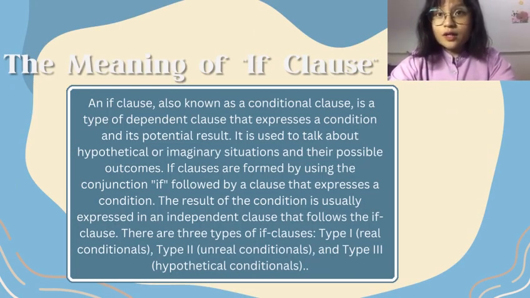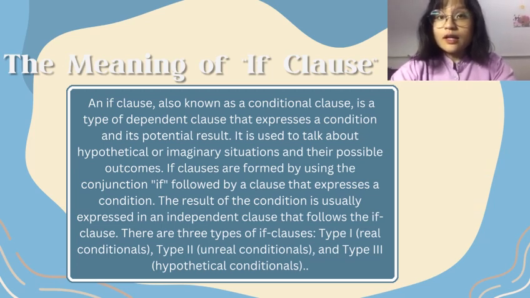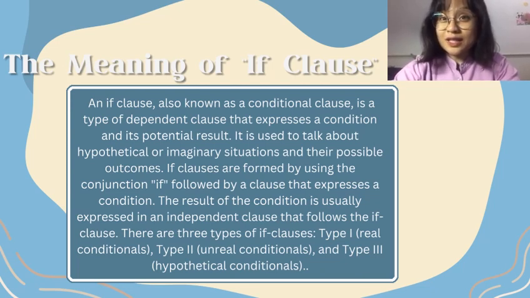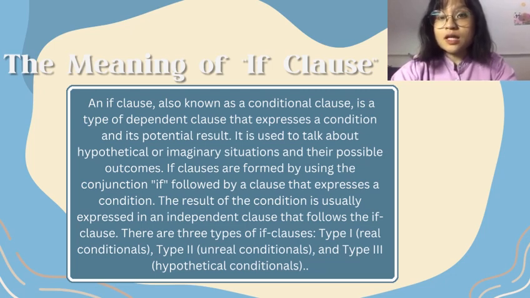So, in this chapter, we're gonna learn about if clause. But before any further ado, we must know the description about if clause. An if clause, also known as a conditional clause, is a type of dependent clause that expresses a condition and its potential result. It is used to talk about hypothetical or imaginary situations and their possible outcomes. If clauses are formed by using the conjunction if followed by a clause that expresses a condition, the result of the condition is usually expressed in an independent clause that follows the if clause.